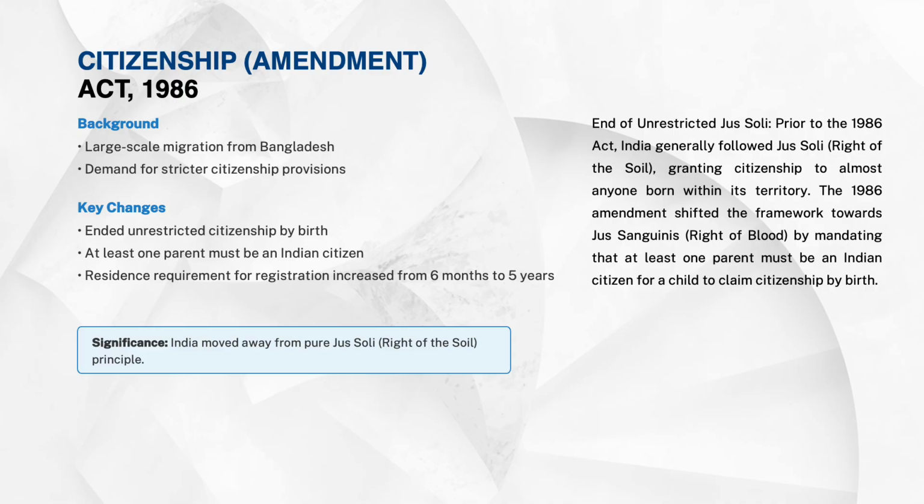We studied the Citizenship Act 1955, including registration and citizenship by descent. So here we discuss that either of your parents should be an Indian citizen. So the 1986 amendment crucially added this.